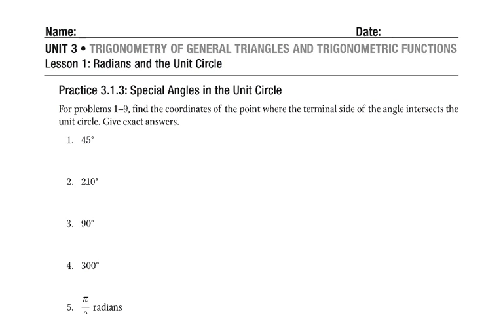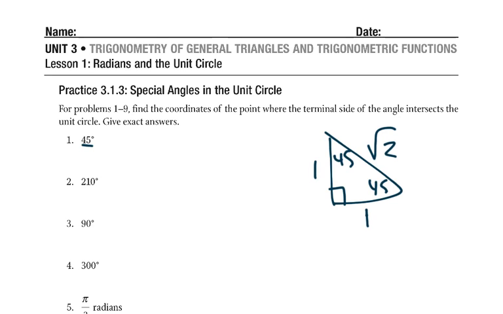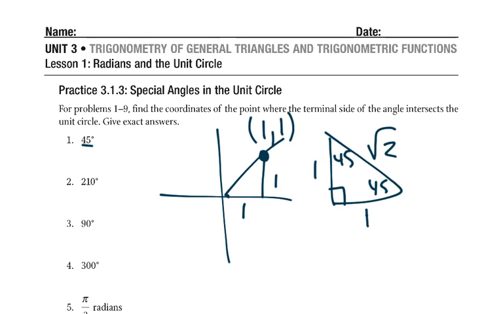Number 1 just wants 45 degrees. That's easy, right? We've got the 45, 45, 90, and so this is 1, 1, square root of 2. It says find the coordinates of the point where the terminal side of the angle intersects the unit circle. So 45 degrees would be right here, so this is the point. This leg would be 1, this leg would be 1. So the point would be 1, 1.